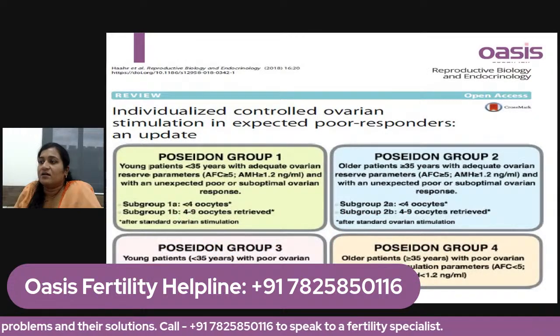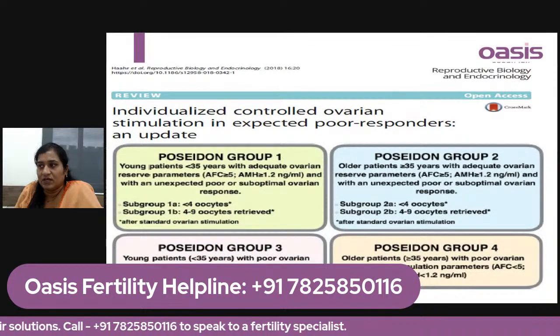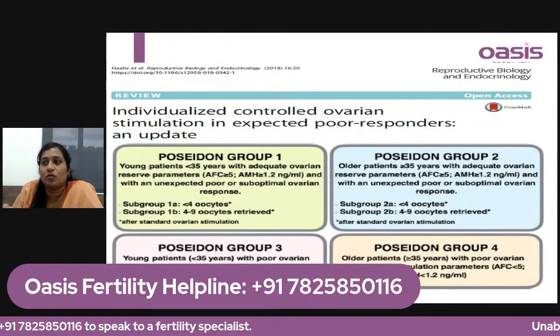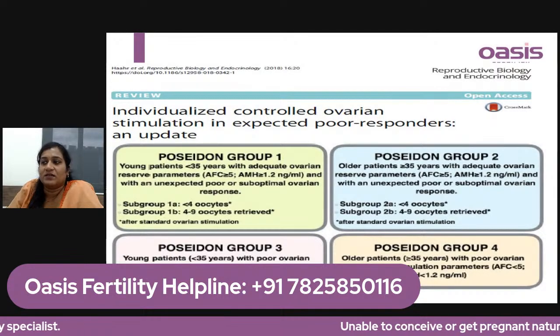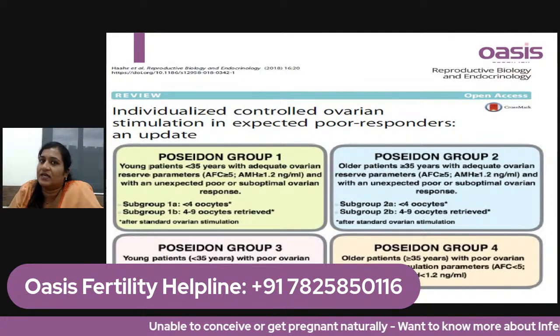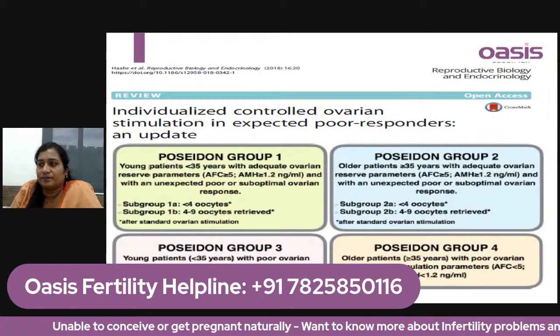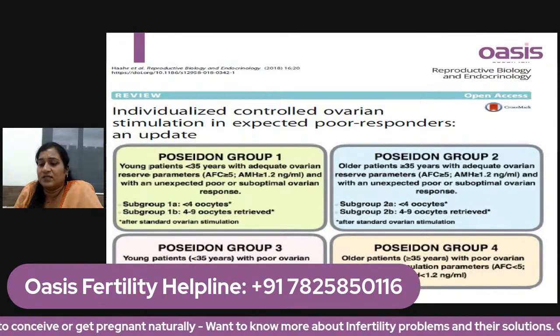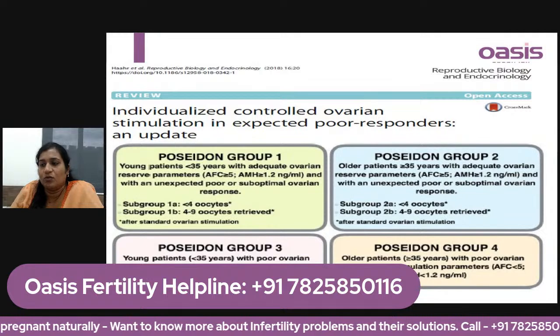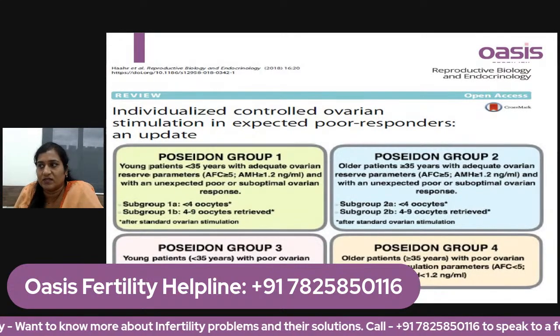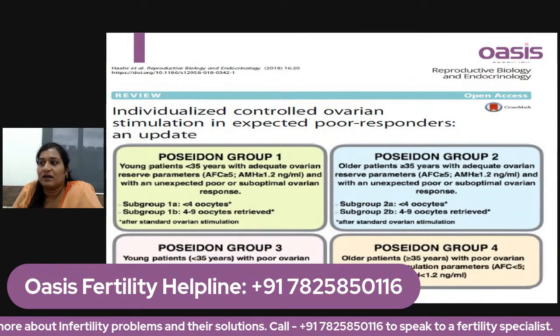Then let us see another criteria. This is again a little more sophisticated. Here, what they have done is they have grouped women into 4 groups. Young females with less than 35 years of age who have fewer eggs are a little different from older females who have fewer eggs. That's why they have made these criteria.